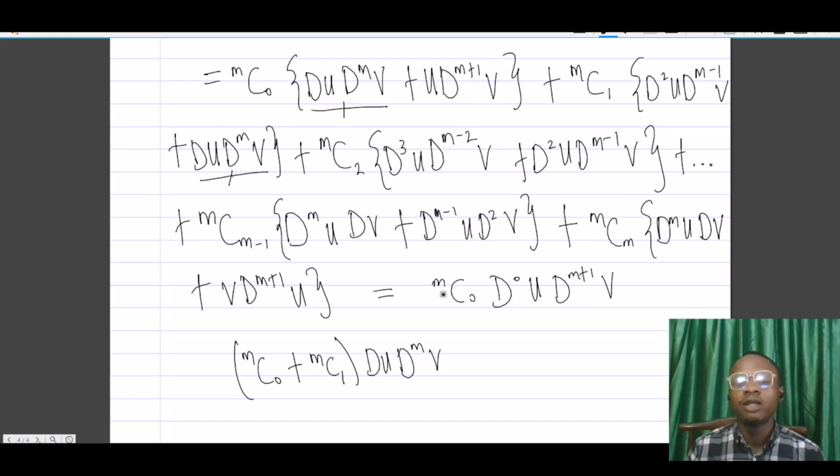Then the next thing is that we will get our other term. So basically, we are done with this also. All right. So the second term is this du dmv, which is this expression and this expression. Okay, so we've put the two together and added their coefficient. This is m combination 0 plus m combination 1.